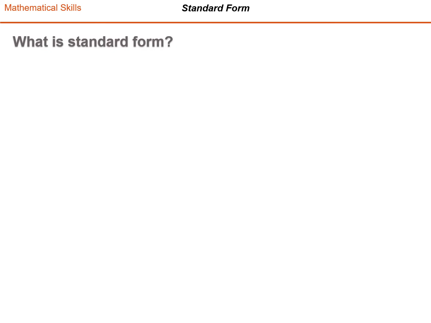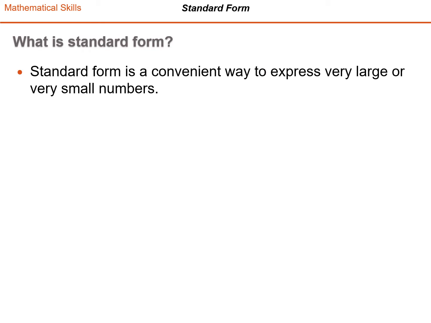So what is standard form, and why bother using it? First of all, standard form is a very convenient way to express very large or very small numbers. If I wanted to tell you the size of an atom in meters, I would say 0.0000000... I would need to repeat 0 15 times before I got to the 1 meters. In standard form, I can say it is 1 times 10 to the minus 15 meters.